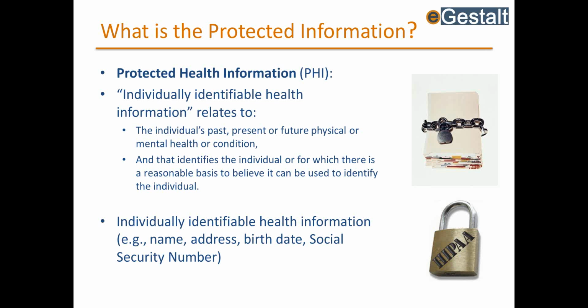So let's define PHI first. PHI refers to health information and personal information. The personal information could be name, address, birth date, social security number. The health information could be past, present, or any future physical or mental health condition. So anything that can be traced back to an individual, whether it traces back to the personal information or to the health information, is construed to be PHI.